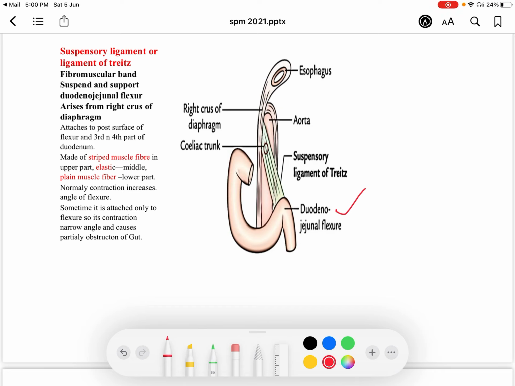The upper part is formed of striated muscle, and the second part, the middle part, is formed by elastic fibers, and the lower part is non-striated muscle fibers. And this ligament of Treitz fixes the duodenojejunal flexure and prevents it from being dragged down by the weight of the loop of the small intestine. So it also serves as an important landmark in radiodiagnosis.